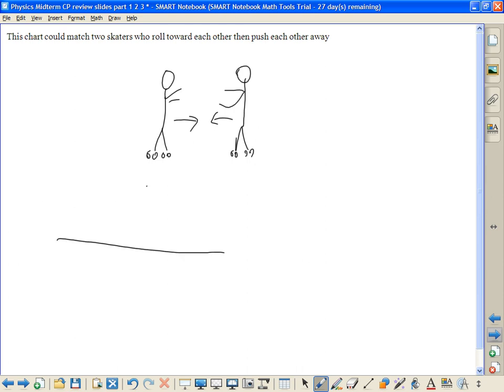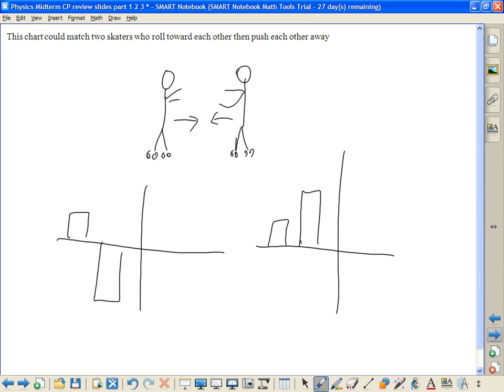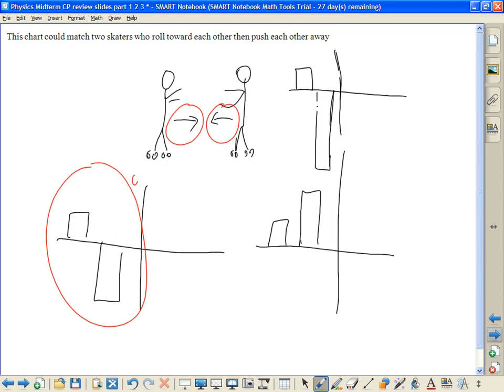Let's do some partials. Could this match? Could this match? No, that's the same thing. So opposite directions has to mean opposite direction. Opposite directions of velocity has to mean opposite directions of momentum. So this is okay. That could be. This could not be. Same direction of momentum.